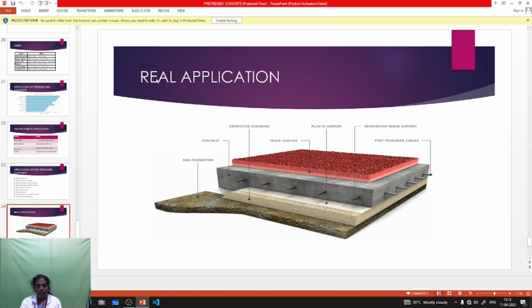The next one is the real part of a prestressed concrete member. This is the soil foundation, then the compacted substrate, then concrete is poured, and this is the reinforced rebar support, post-tension cable, the track surface. So this is the railway use.